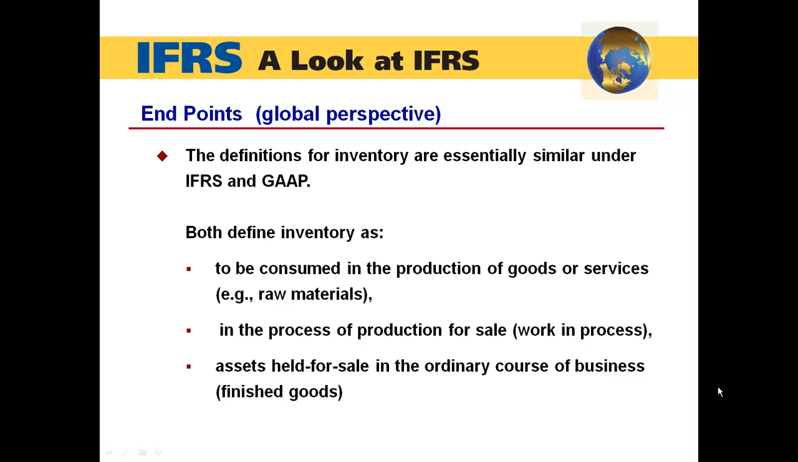Just some endpoints here for the chapter. The definitions for inventory are essentially the same under generally accepted accounting principles in the U.S. versus the International Financial Reporting Standards, an organization in London. Both define inventory as either goods to be consumed in the production process for a manufacturer, that is raw materials, or items in the process of production for sale, work in process, or items that are completely finished goods. These three classifications for a manufacturer are the same under International GAAP as they are under US GAAP.